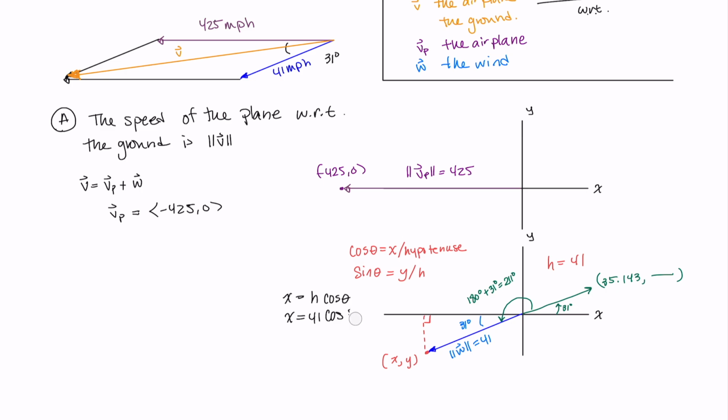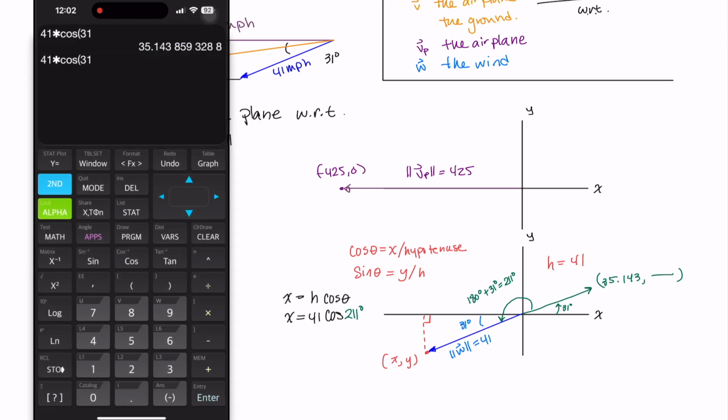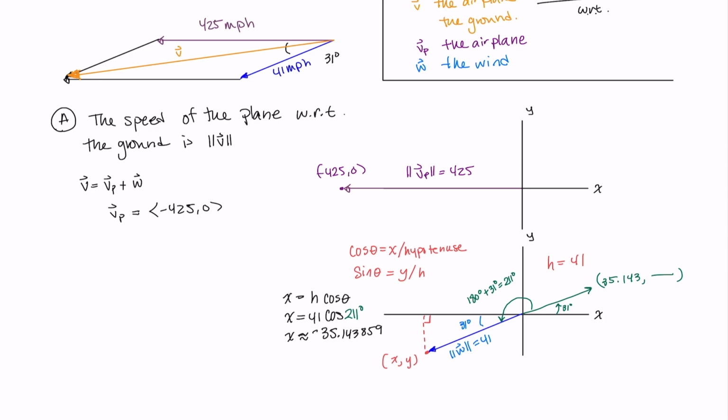So now let's go ahead and fix that here. I'm going to pop in this 211, and there's my calculator again. And so I'll just go ahead and delete this and go 211. There it is. So x is approximately negative 35.143859.